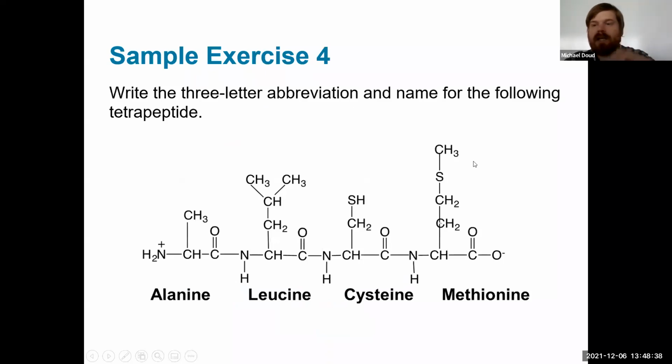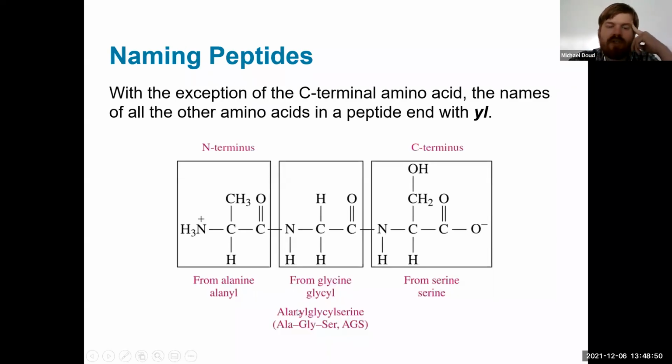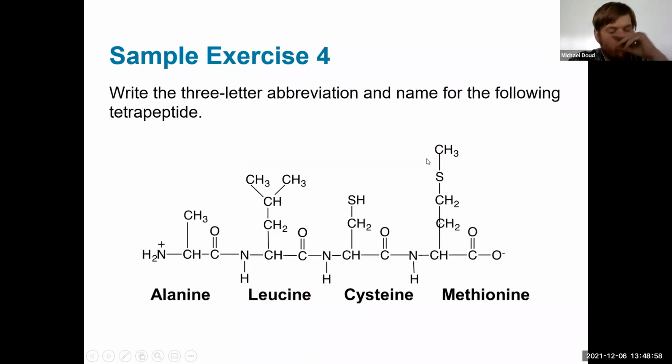Okay, so why don't you go ahead and give it a try. Again, it's not too complicated compared to the naming that we've done already this semester, but give me the 3-letter abbreviation and name for the following tetrapeptide. Remember, for the 3-letter abbreviation, all you have to do is put the 3-letter abbreviations one following the next, separated by a hyphen. So go ahead and give it a try for a tetrapeptide that forms between alanine, first on the N-terminus, then leucine, then cysteine, then methionine at the C-terminus. So pause the video. When you come back, we'll take a look at the answer.